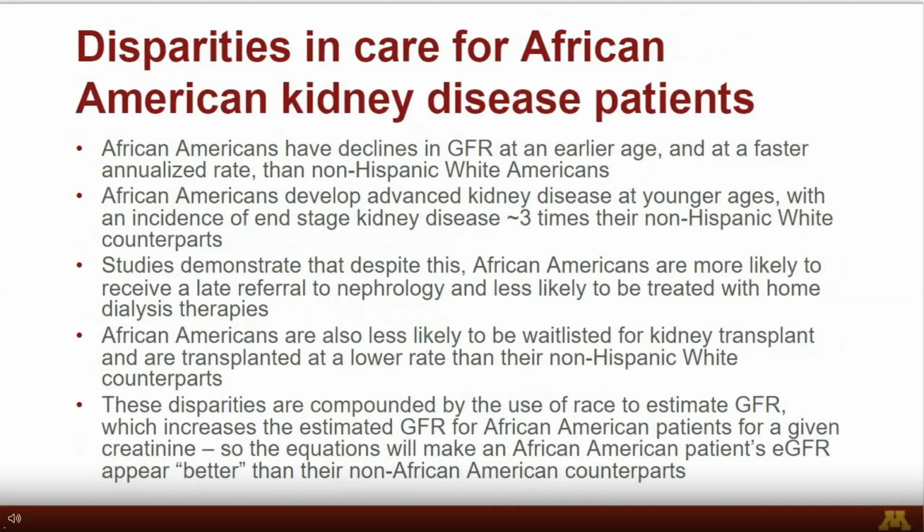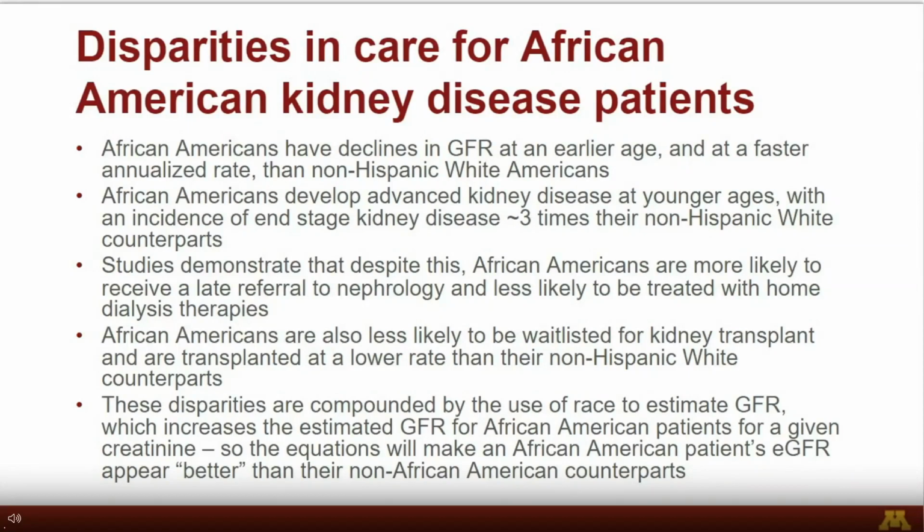So what impact has the race correction factor had? Many studies have reported on the disparities in care for African American kidney disease patients. Specifically, African Americans have declines in GFR at an earlier age and at a faster annualized rate than non-Hispanic white Americans. And they also develop advanced kidney disease at younger ages, with an incidence of end-stage kidney disease approximately 3 times higher than non-Hispanic white counterparts.